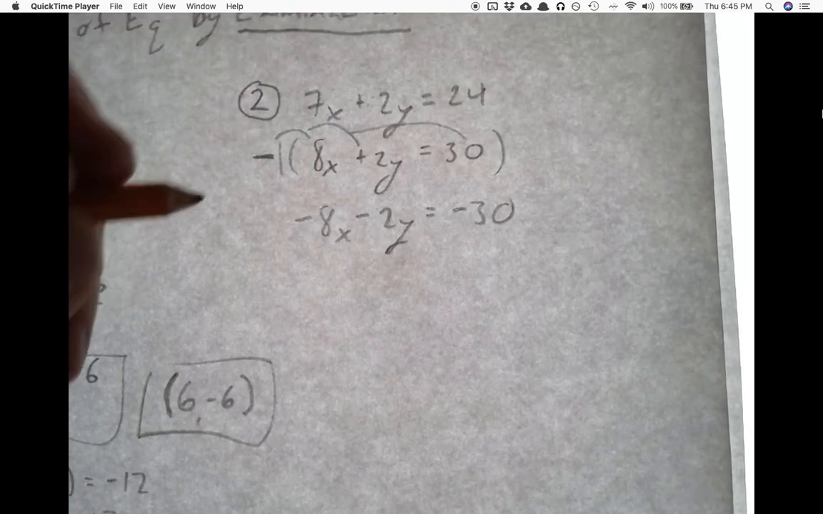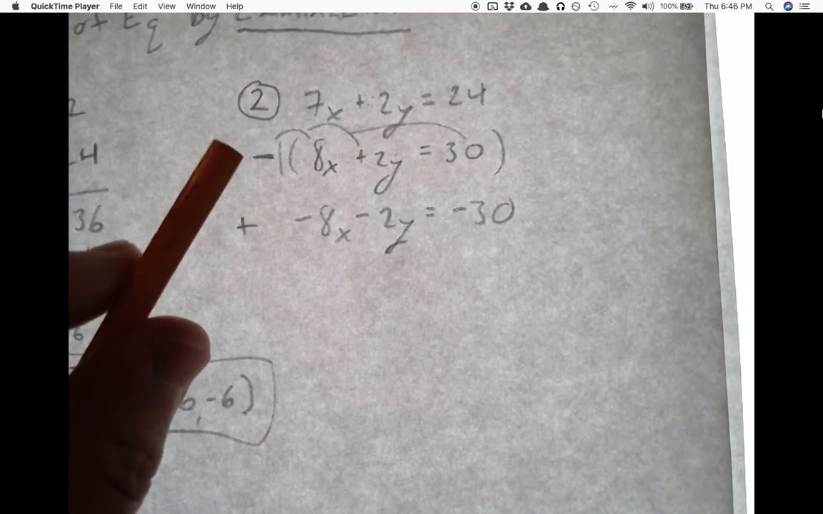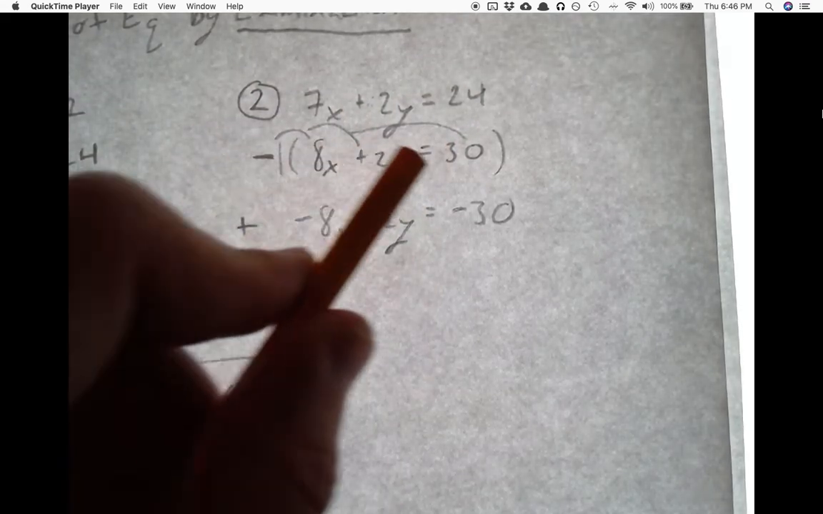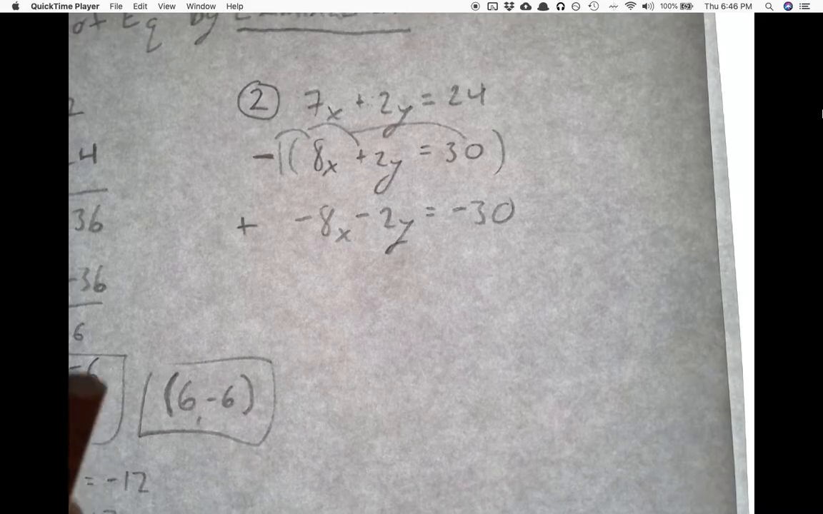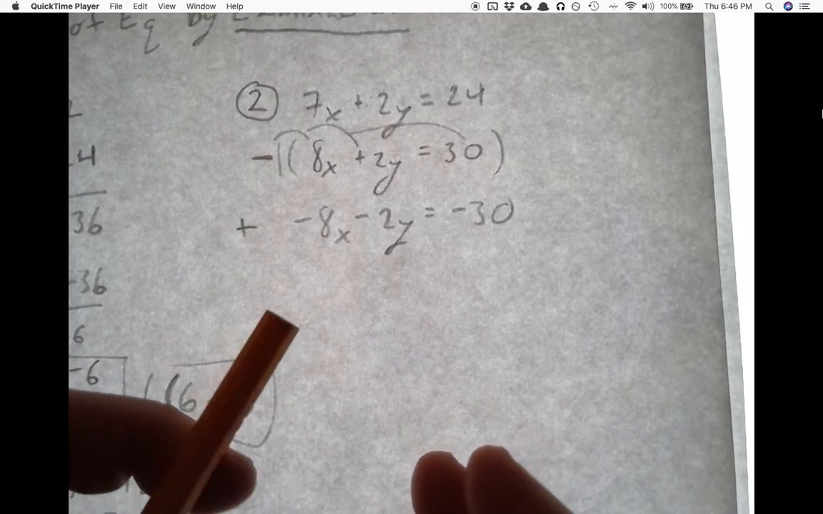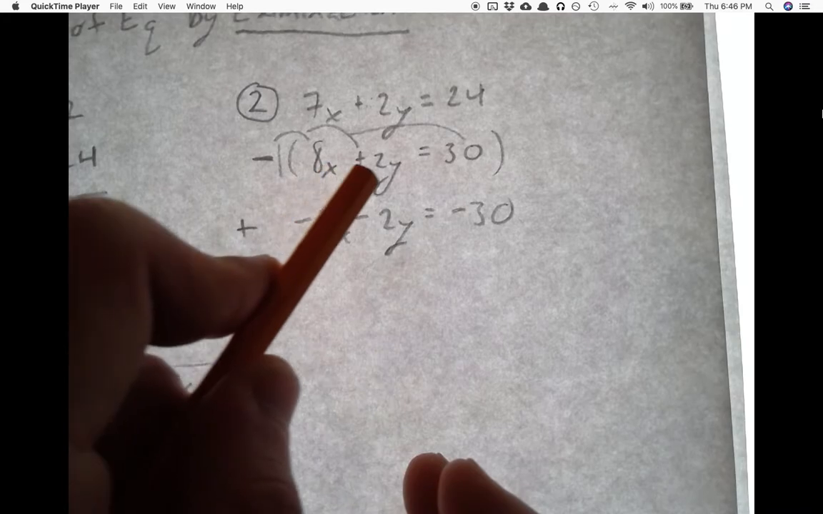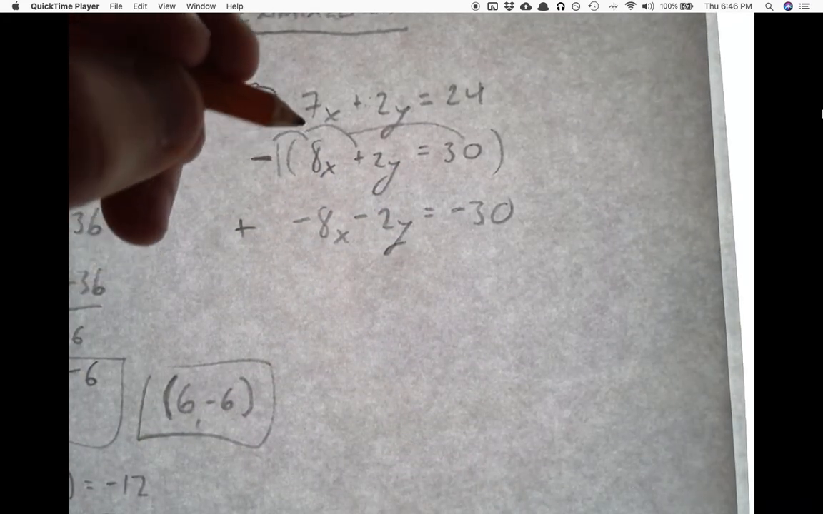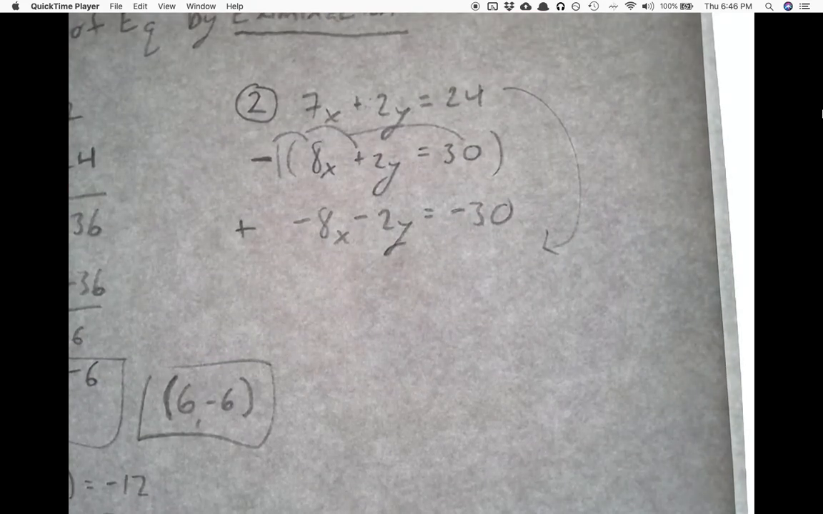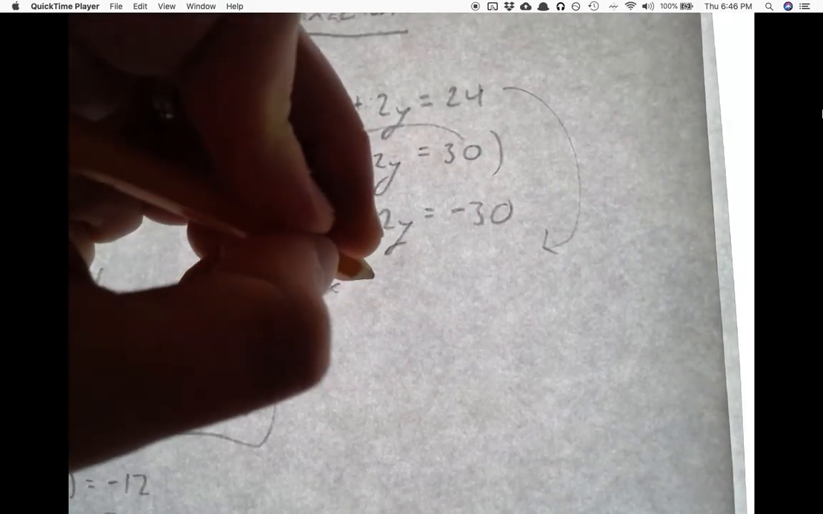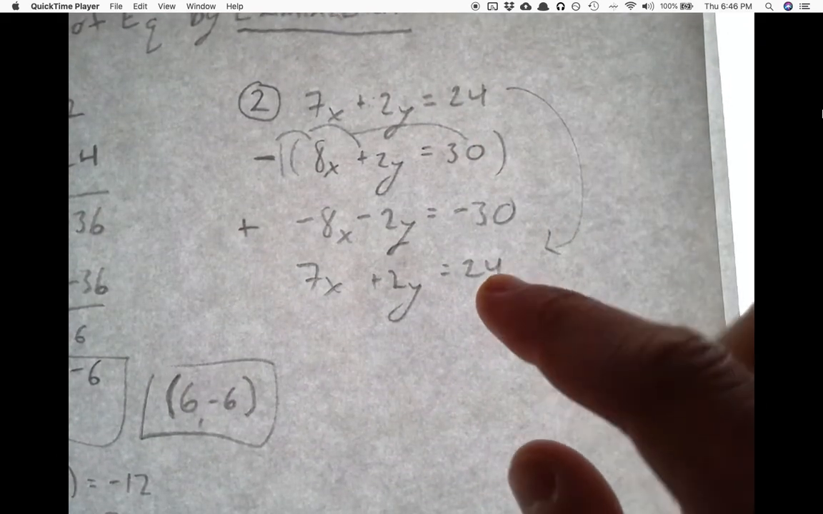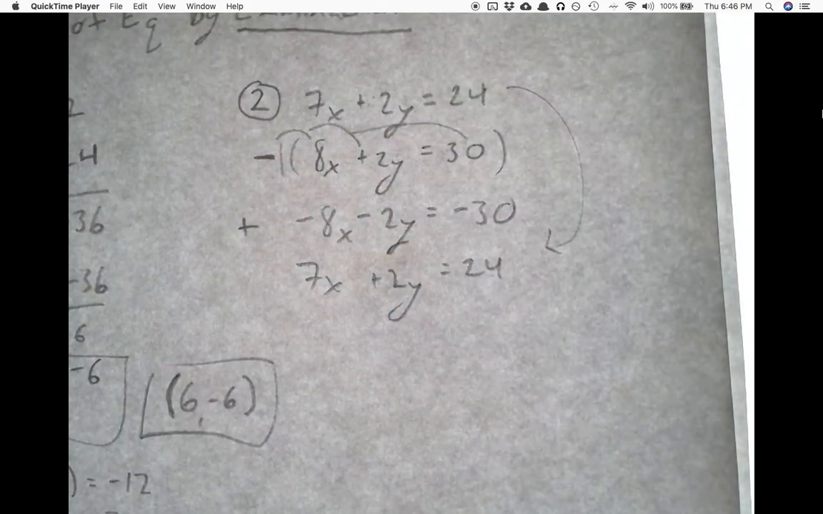And now that I've done that, I can just add straight down, right? Now, I get it. Subtracting like 7 minus 8, 2 minus 2, 24 minus 30 is the same thing as adding them. But I just find that students tend to make a lot less errors when they do the distribution of that -1 first and then they add straight across. So it's looking a little confusing. I'm going to bring this guy down here just so we can see exactly what's going on. 7x plus 2y equals 24. I was just bringing this guy down here so I'm not like adding over this line that I've already used.